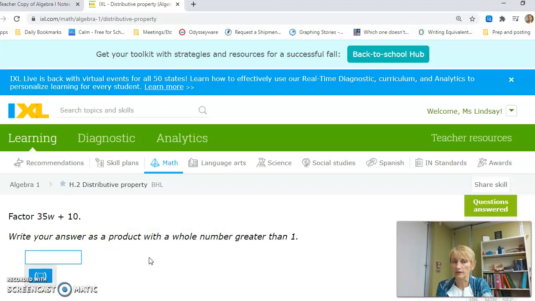So again, you want to think, what do they have in common? So in this case, they have a 5 in common. So now I'm dividing them both by 5. So 7W and a positive 2. And I forgot that I could just click the button. All right, so those are some examples from H2.